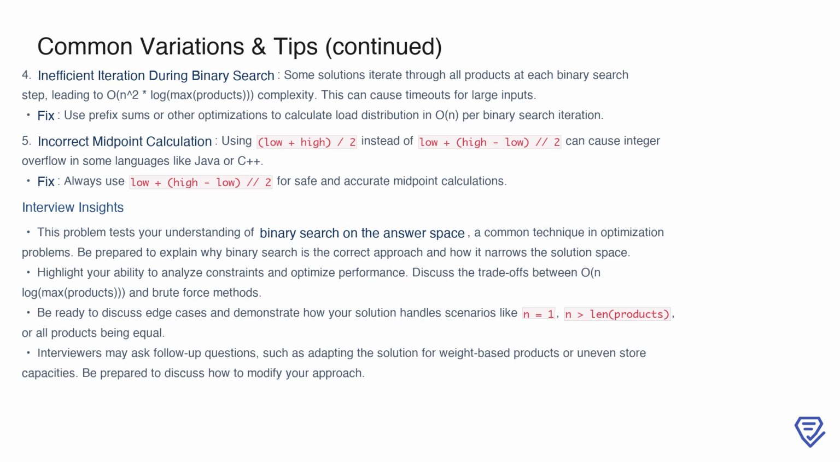From an interview perspective, this problem is an excellent demonstration of binary search on the answer space, a strategy often used in optimization problems. You should be prepared to explain why binary search is appropriate here and how it efficiently narrows the solution space. Emphasize your ability to analyze constraints and optimize performance, and be ready to discuss edge cases like n equals 1, n greater than products, or scenarios with identical products. Interviewers may also ask follow-up questions, such as adapting the solution to handle weight-based products or uneven store capacities, so it's good to think ahead about how you'd adjust your approach in those cases.